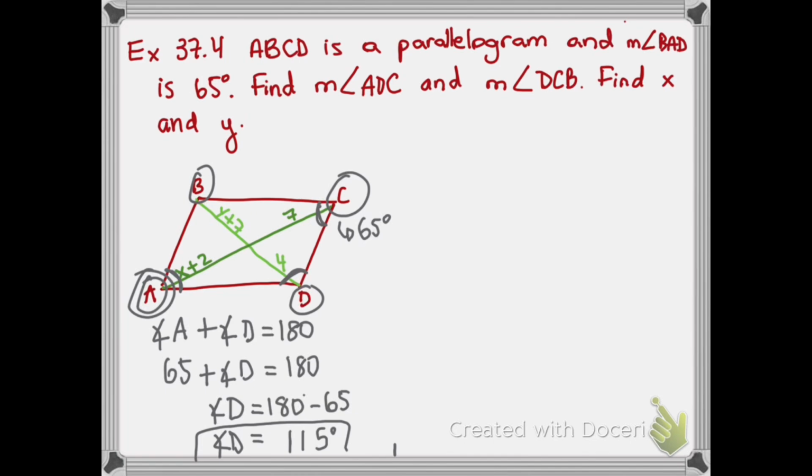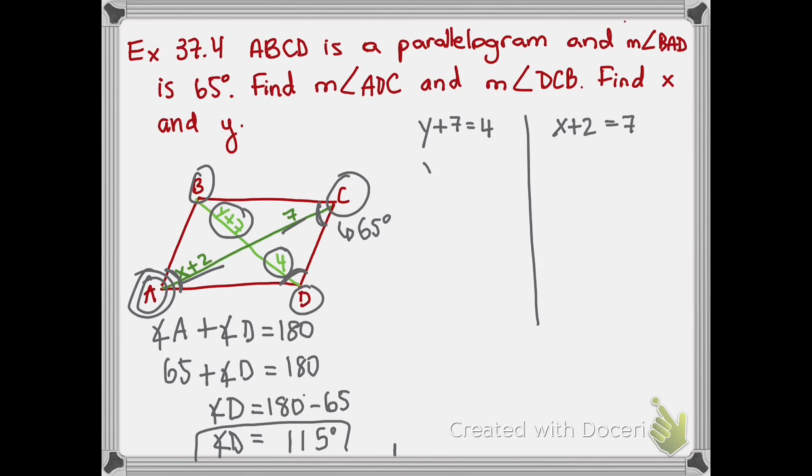Now, the exercise also says find x and y. So let's see what we can do about x and y. What did we learn? Well, we learned that the diagonals, which are these green lines, bisect each other. They cut each other in two equal parts. So what we're saying is that y plus 7 is the same as 4. This piece is the same as this piece. But also that x plus 2 is the same as 7. So we can put here x plus 2 equals 7.